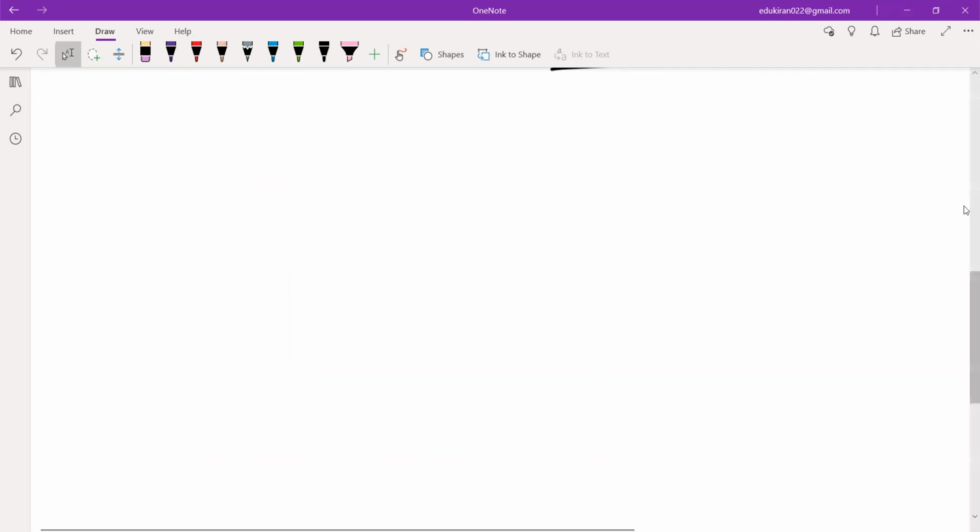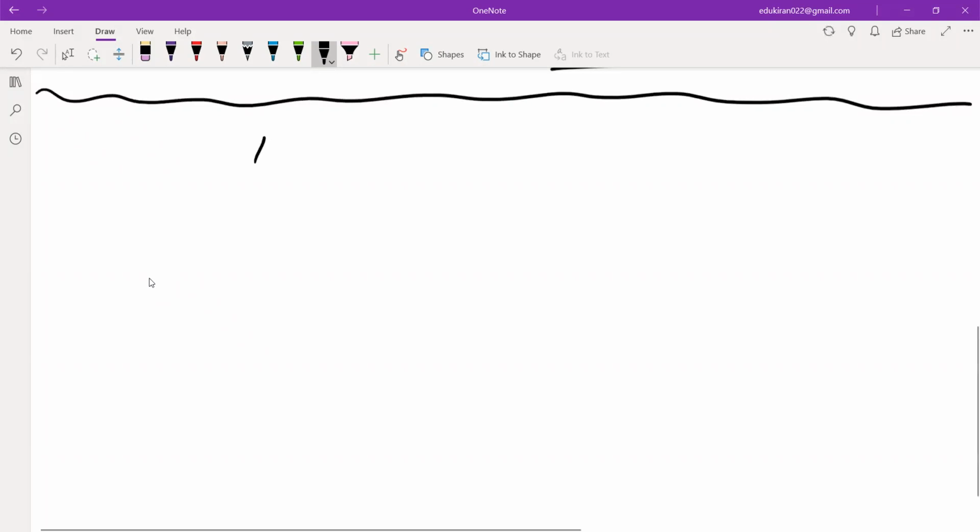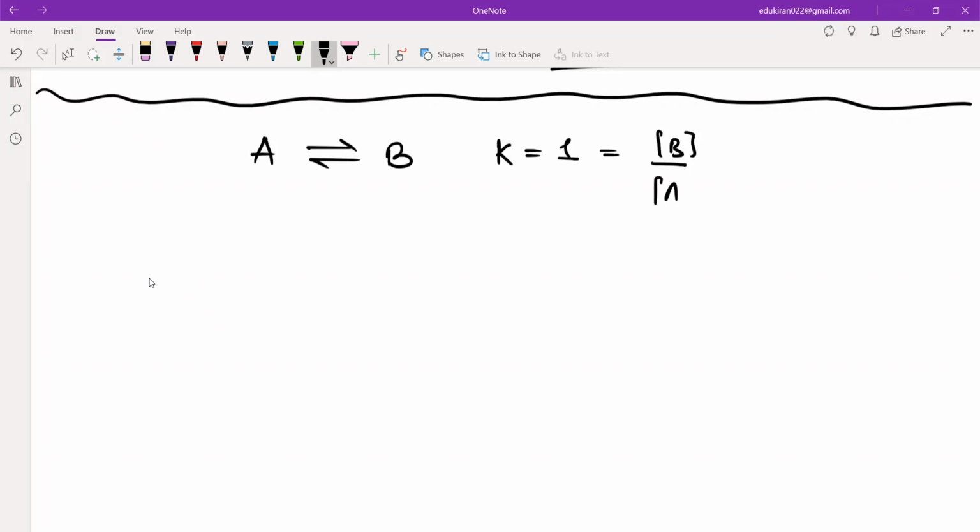So let us say we are again starting with a simple reaction, that is A is in equilibrium with B. The equilibrium constant for this case is equal to 1. Now I hope you understand what 1 means. 1 means that we have the concentration of product divided by the concentration of the reactant equal to 1. So for each mole of reactant, there will be 1 mole of product.